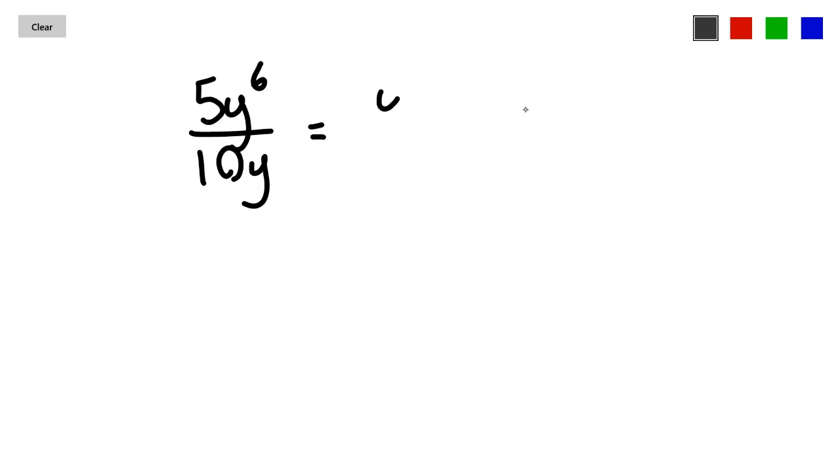So let's say I have this expression: 5y to the 6th power divided by 10y. The 5 over 10 part is easy because that just reduces to 1/2. So this is the same as rewriting y to the 6th over 2y. I have a y to the 6th on the top and a y on the bottom, and this is going to give me y to the 5th on the top over 2.